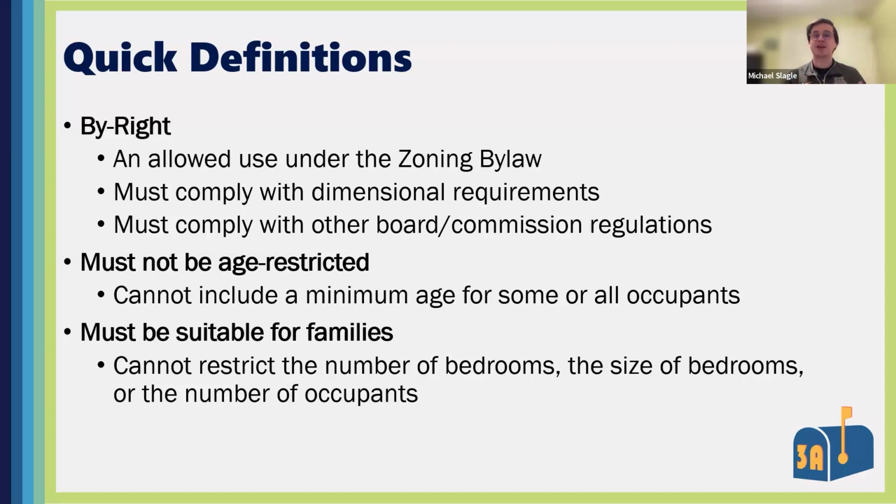When we say it must not be age restricted, that means that you can't set a minimum or maximum age for occupants. So this would say that there cannot be senior only housing. And when we say it must be suitable for families, that means that we can't use the zoning to restrict the number of bedrooms, the size of bedrooms, or the number of occupants within a dwelling. These are fairly straightforward. A lot of times, if you know anything about zoning, you'll be familiar with some of these ideas.